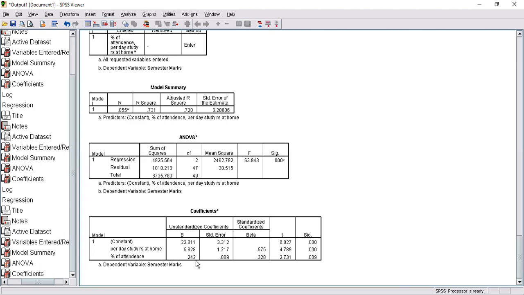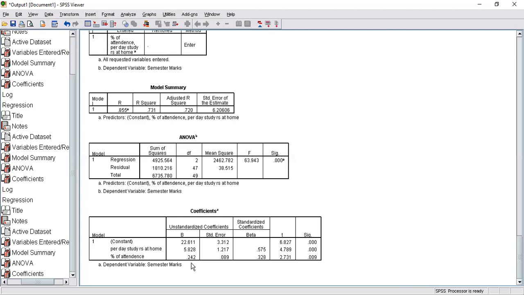Both effects are significant, because here the significance value is 0. So attendance is significantly affecting the marks, and study hours at home are also significantly affecting the marks, and both are positively affecting because their signs are positive.